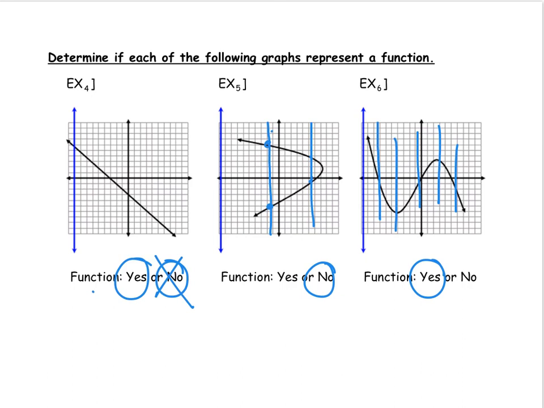So hopefully you understand what a vertical line test means. If not, you'll ask me in class. And that's going to be it for today. Today we talked about the vertical line test, and we talked about domain and range. That was the key, and knowing how to write domain and range from a graph.